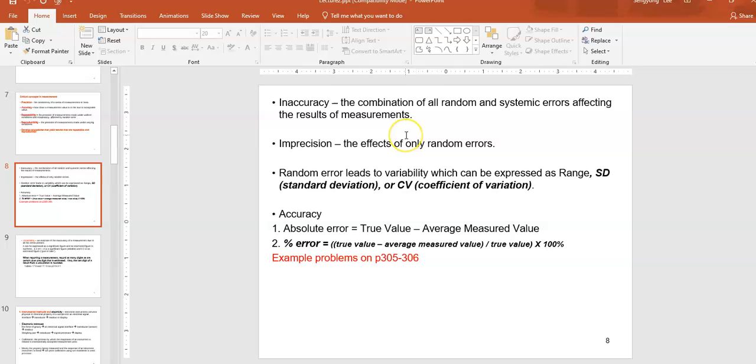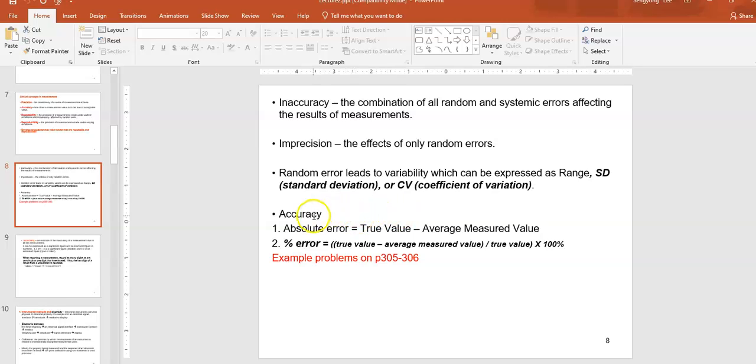And then how about these terms, inaccuracy versus imprecision? So inaccuracy means, of course, the opposite of accuracy. The combination of all random and systemic errors will affect the accuracy, of course. And imprecision means the effect of only random error. So if other things are all good, then only the random error will affect the precision. Okay. So random error leads to variability, which can be expressed as range. Range can be expressed as a standard deviation or coefficient of variance. There's a mathematical way of calculating those.